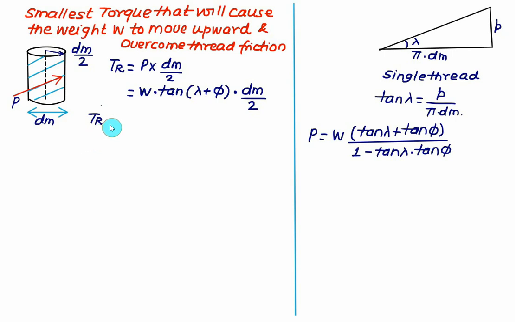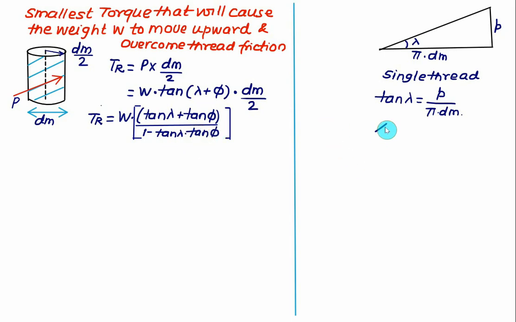So we have TR is equal to W multiplied by the expansion of tan of lambda plus phi, which is tan of lambda plus tan of phi divided by 1 minus tan of lambda into tan of phi. We know that the coefficient of friction mu is nothing but tan of phi, where phi is called the friction angle, and tan lambda we can replace as pitch divided by pi into dm in the case of single start, multiplied by dm by 2, which is the mean radius at which the force will act.